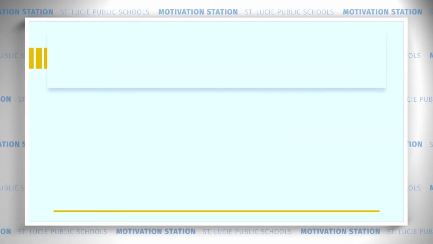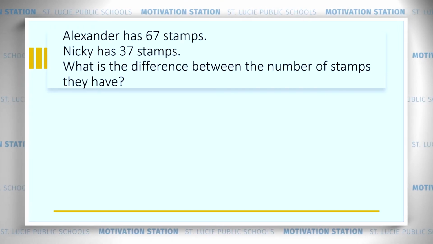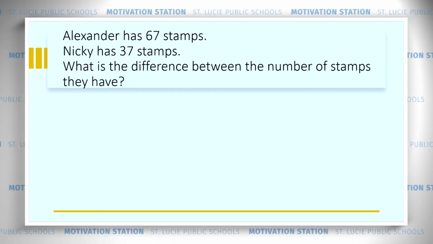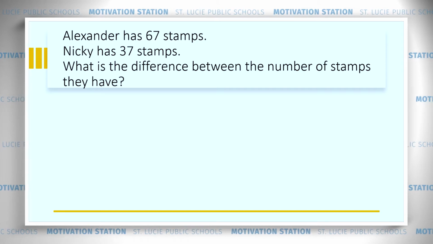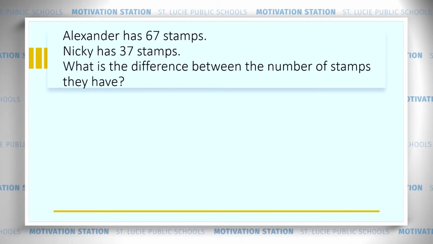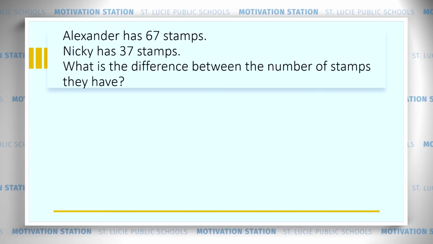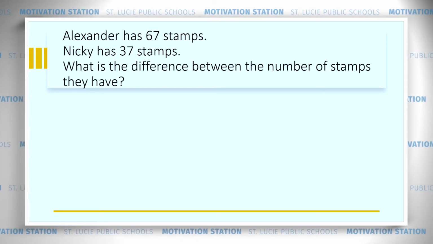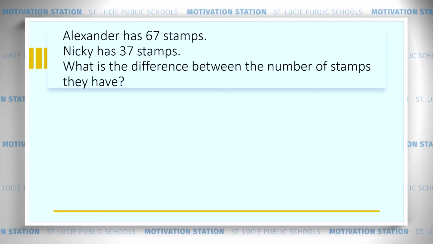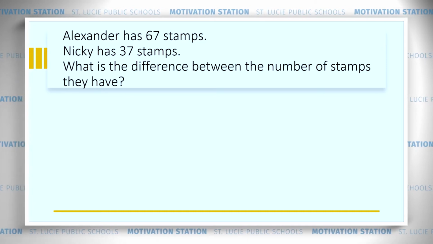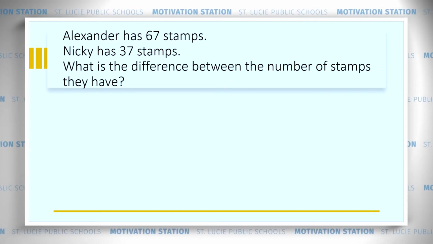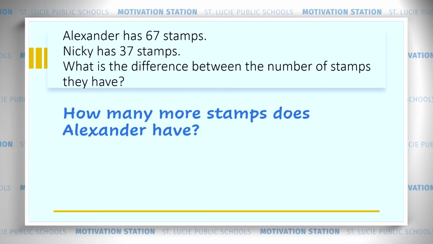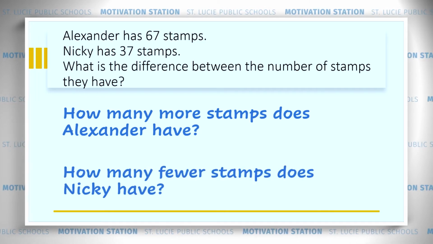Let's try. Alexander has 67 stamps. Nikki has 37 stamps. What is the difference between the number of stamps they have? This isn't like weight or age, where we can say heavier, lighter, younger, older. So what words would we use here? Well, you might have more stamps or fewer stamps. Could we use those words? Of course we can. We could say, how many more stamps does Alexander have? Or how many fewer stamps does Nikki have?